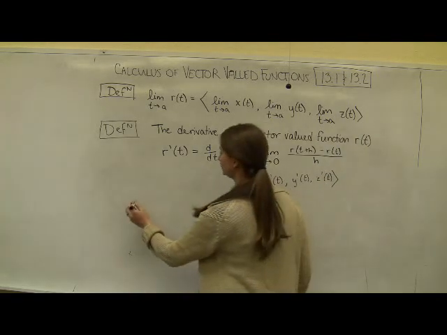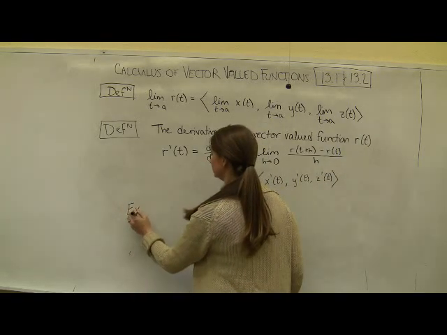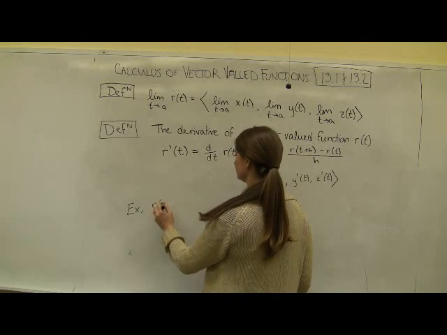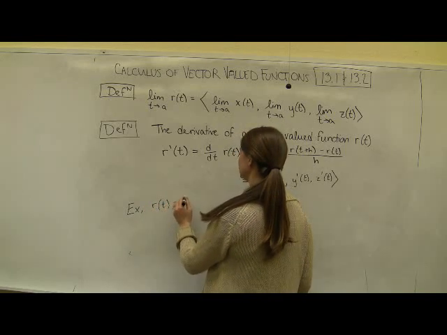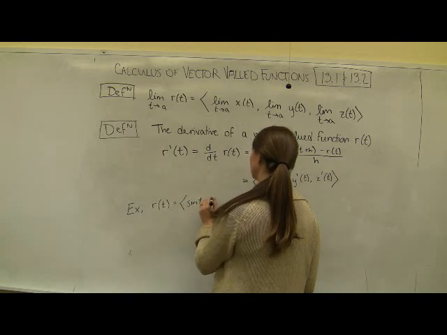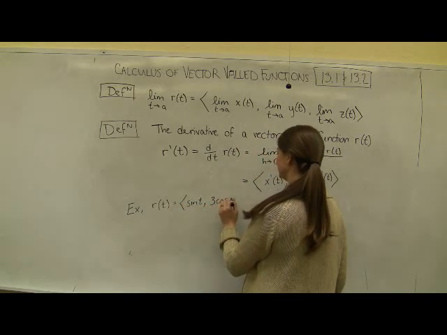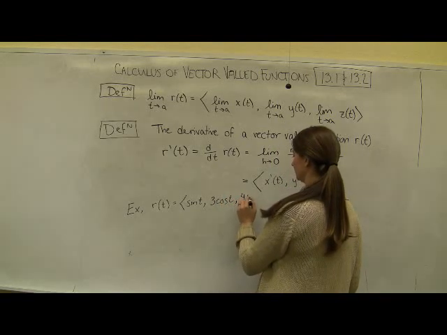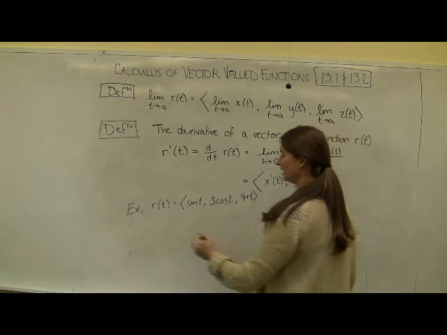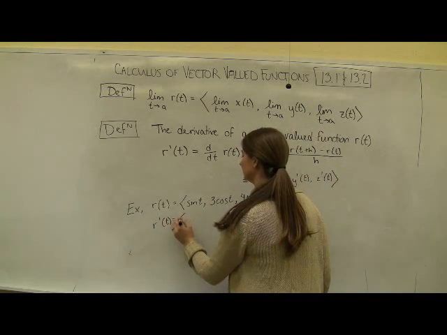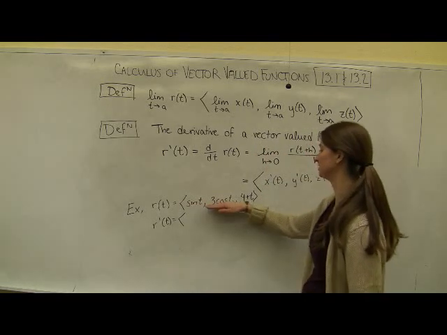So an example would be, let's go back to maybe a similar example to what we saw before. Let's say that r of t is equal to the sine of t, 3 times the cosine of t, and then 4 plus t. If I want to know what the derivative of this vector valued function is, I just take the derivative of each of the components.